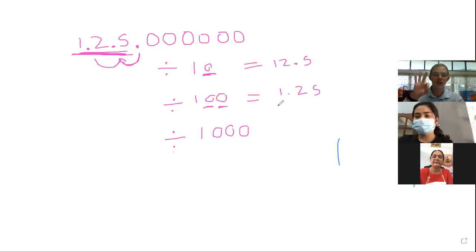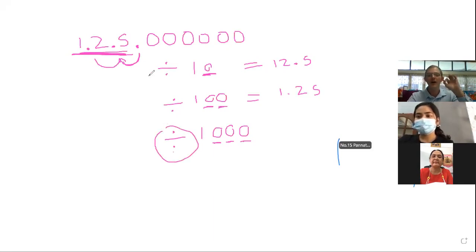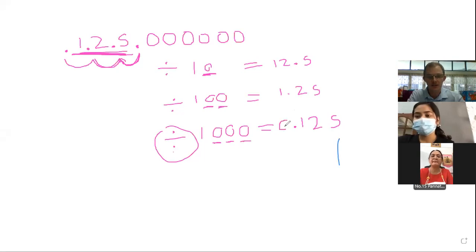And the last one is 1000. We have 3 zeros: 1, 2, 3. And because we are dividing, we have to move 3 times. So we move 1, 2, 3 to the front. So then the final one will be 0.125. We always put a 0 in front just to make it look nicer. But because there is already a decimal, it shows that this one is 0. So that's how we calculate decimals when dividing by 10, 100 and 1000.